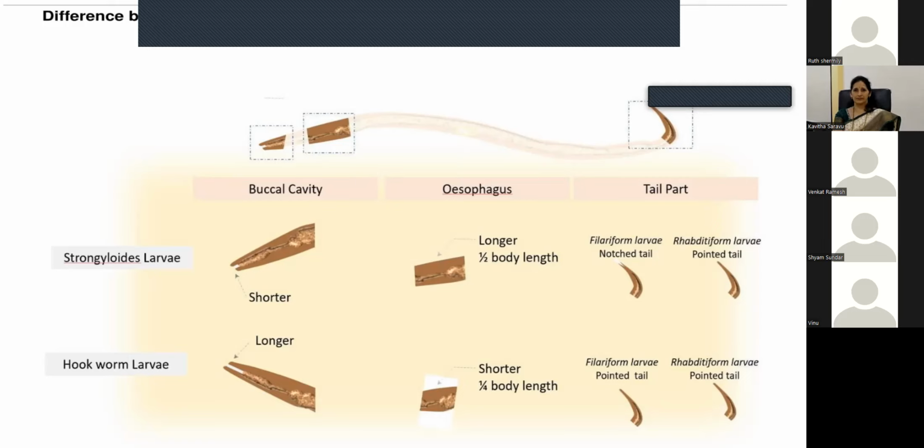The buccal cavity is shorter in the case of Strongyloides, but it's longer in the case of hookworm. And the esophagus will be longer in the case of Strongyloides, but it is shorter in the case of hookworm. Coming to the tail part, I have already told you the filariform larvae of Strongyloides have a notched tail, while rhabditiform larvae have a pointed tail. But the tail will be pointed in both filariform as well as rhabditiform larvae in the case of hookworm, right?